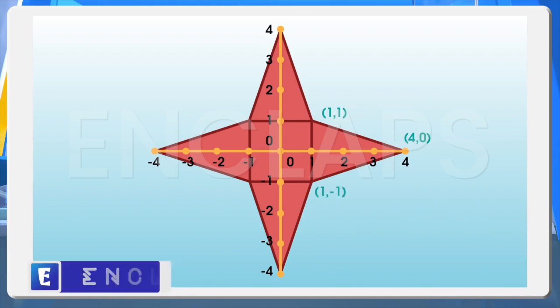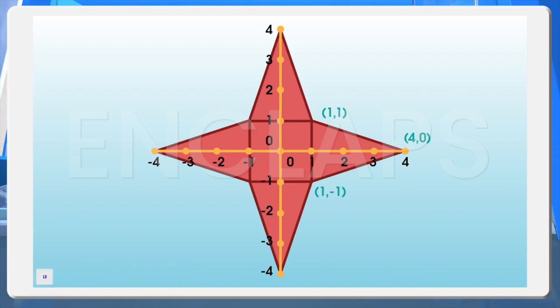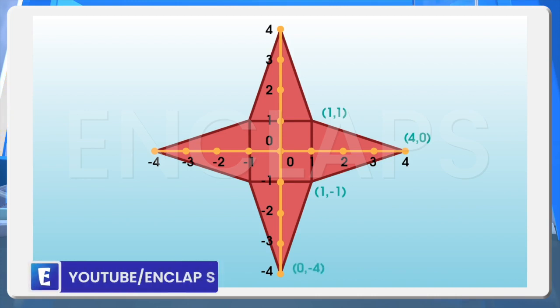Now let us see what is the number pair at the bottom of the picture. It did not move right or left from the center and it is 4 centimeters below the center. The bottom distance is expressed as negative and its number pair is 0, -4.